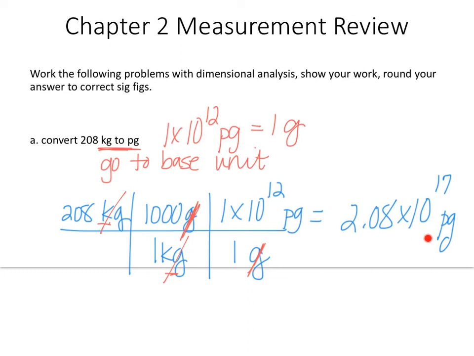stop and think about it, makes a lot of sense because picograms are really, really small. And so it should take a whole lot of them to equal the kilograms. Our beginning answer had 3 significant figures, so our final answer also needs to have 3 significant figures.